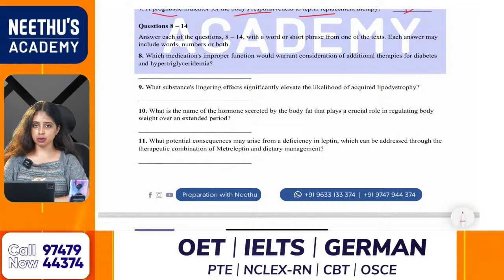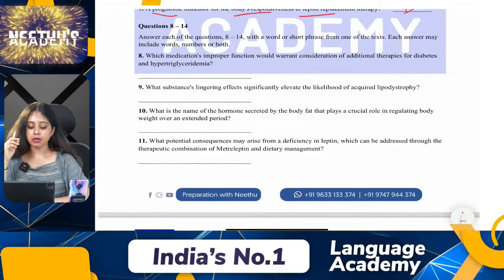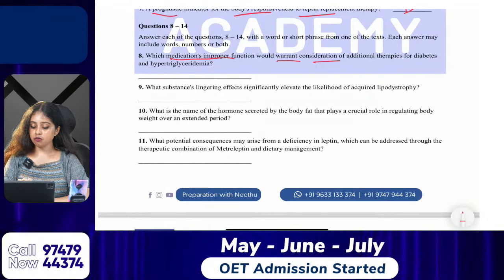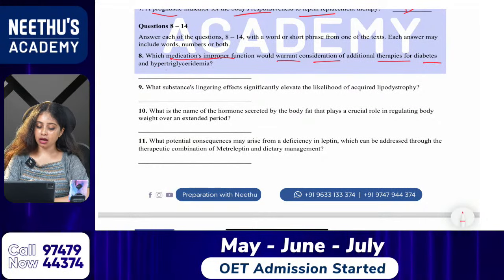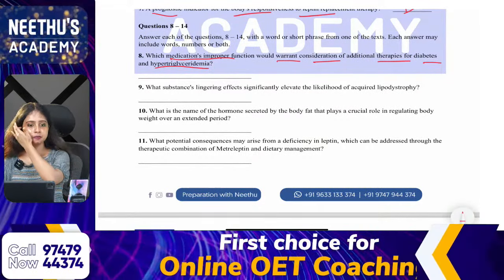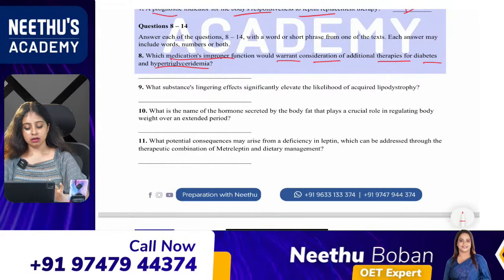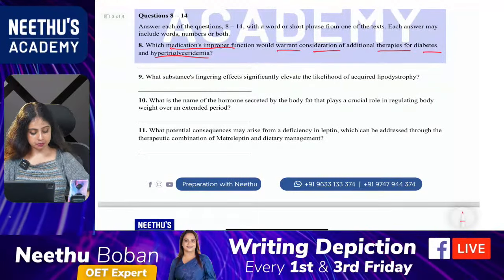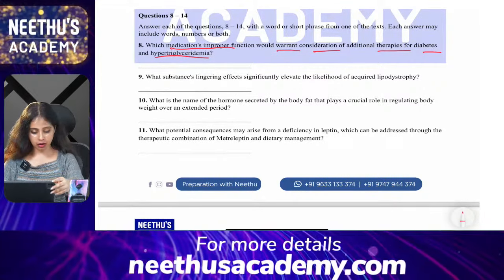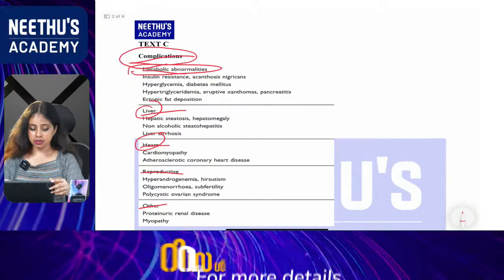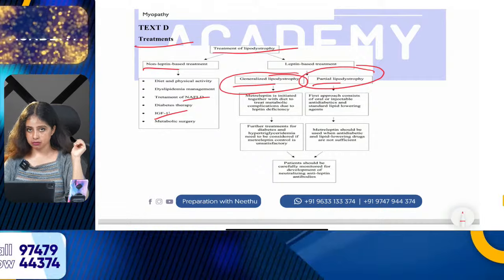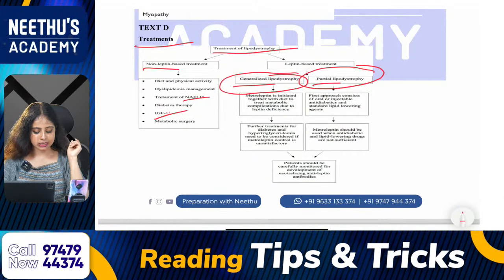So coming to the 8th question, which medication's improper function would warrant consideration of additional therapies for diabetes, hypertriglyceridemia? So where is it mentioned? What is the answer? Any idea, Kavita? Question number 8. What is your answer? Tell me. What is your answer? That answer is from which text? It is mentioned in text D. Yes. Where is it mentioned? Metreleptin is the answer from text D.